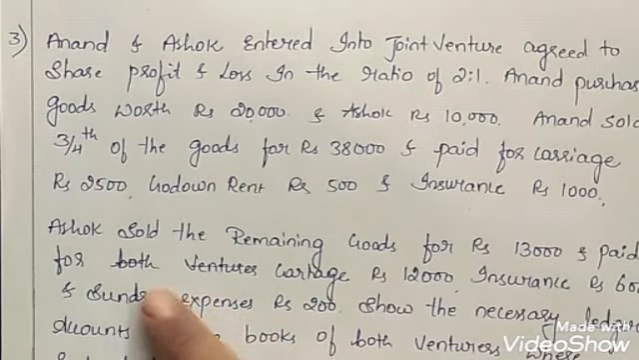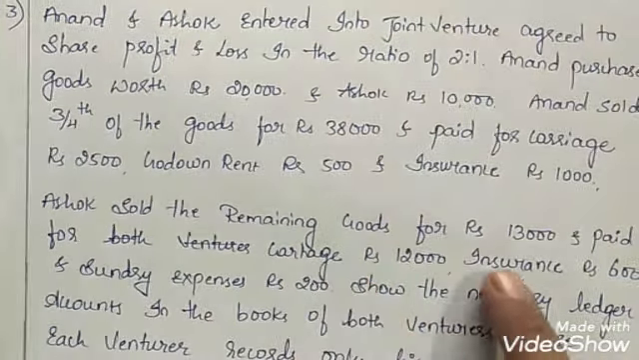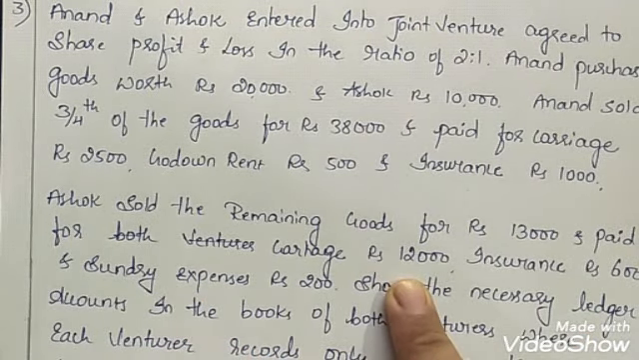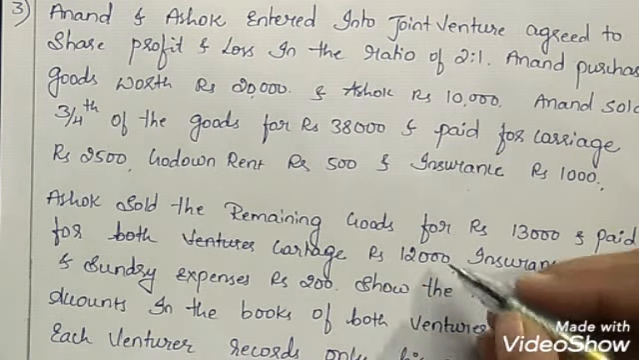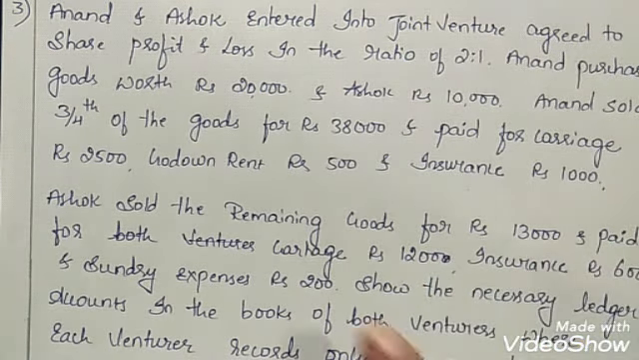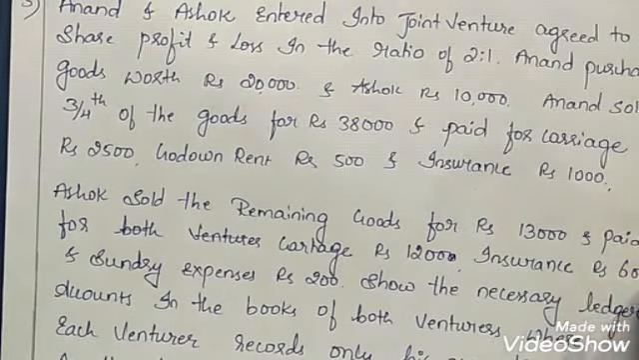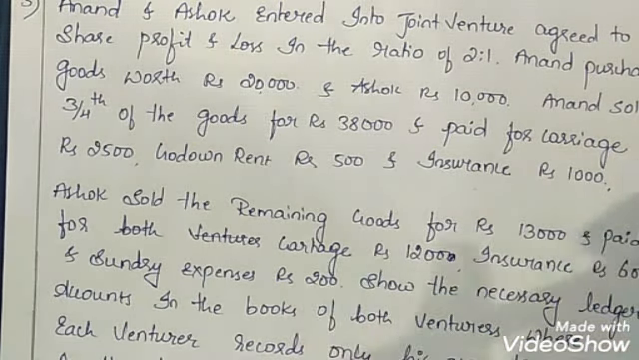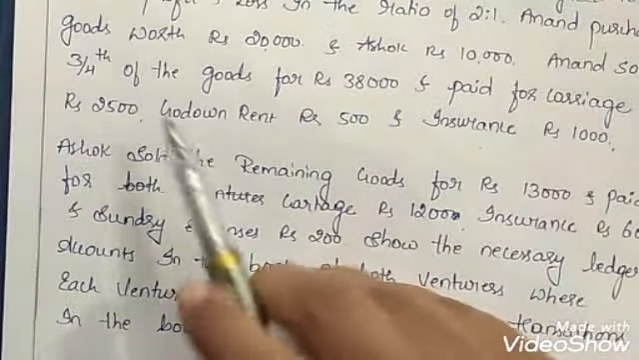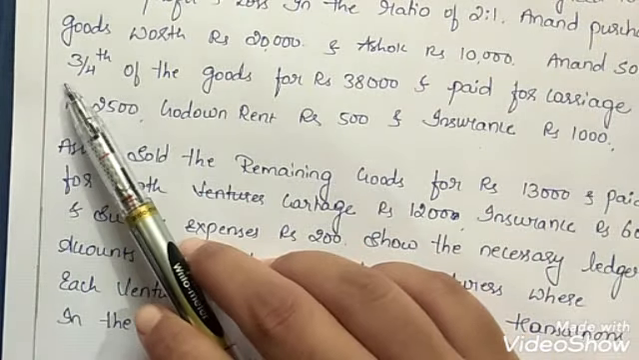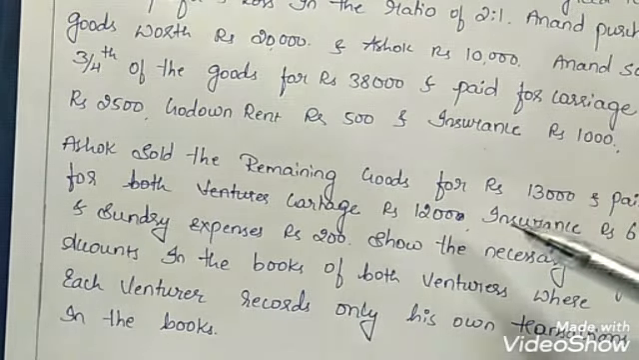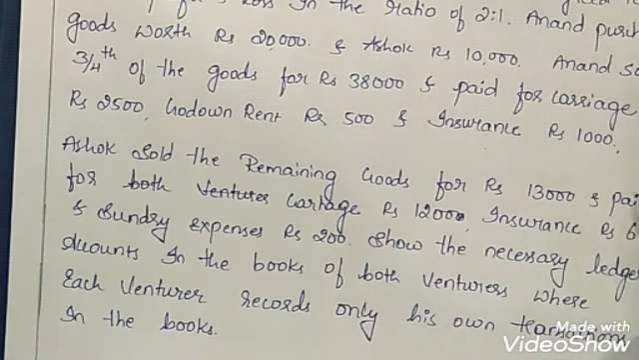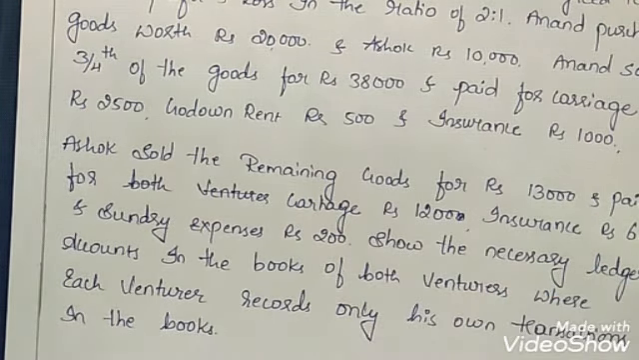Next, Ashok sold the remaining goods for rupees 13,000 and paid cartage rupees 1,200, insurance rupees 600 and sundry expenses rupees 200. Here Anand has sold 3/4 of the goods, and now Ashok is selling the remaining goods. The amount of sales is also given. Along with that, Ashok is also incurring some expenses.